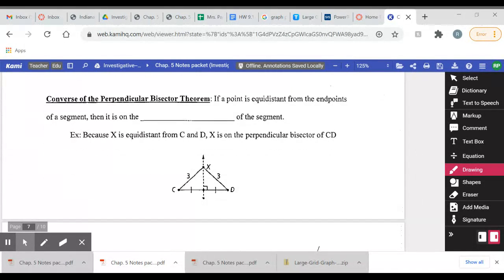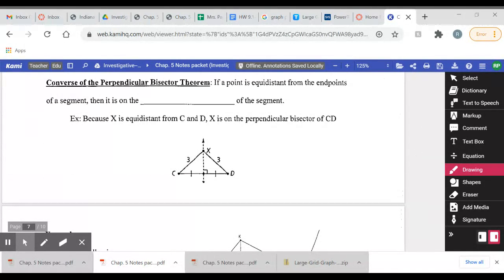Okay. The converse of the perpendicular bisector theorem says if a point is equidistant from the endpoints of a segment, then it is on the perpendicular bisector of the segment. So again, here it's saying if X is the same distance away from C and D, then X must be on the perpendicular bisector. And if it is a perpendicular bisector, then I therefore know that's a right angle and that these 2 segments are congruent.